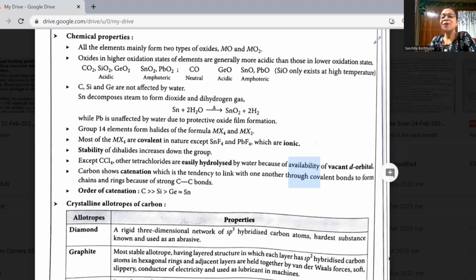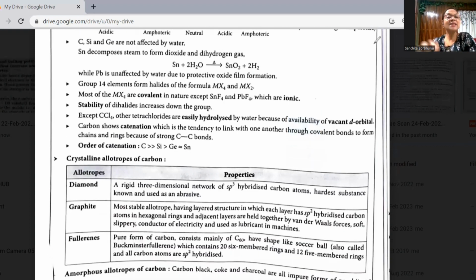Okay. So carbon, silicon, and germanium are not affected by water, but if you want to react tin with water, you can do it, but you have to have steam. Then it'll form the oxide and give out hydrogen gas. Lead is unaffected by water. Thankfully, the water at our homes is being carried by lead pipes. So it should not react with water, but it forms a protective oxide layer, and water flows safely from the source to our homes through those lead pipes.